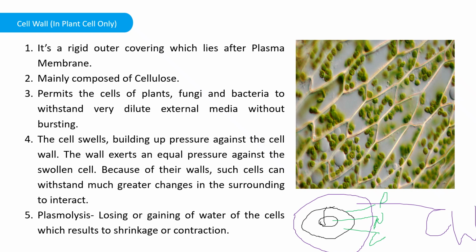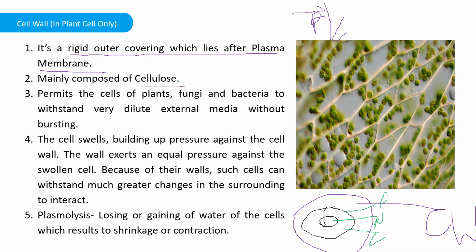So what is written over here? It's a rigid outer covering which lies after the plasma membrane. It is mainly composed of cellulose, and permits the cells of plants, fungi and bacteria to withstand very dilute external media without bursting. So we'll see that this is the cell wall and this is the plasma membrane.